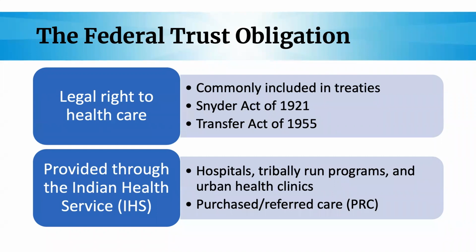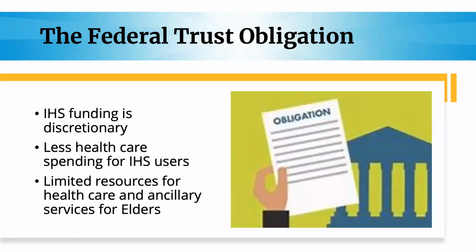IHS serves 2.7 million American Indians and Alaska Natives. The budget pays for hospitals, tribally run programs, and urban Indian health clinics. It also pays for purchase referred care, which used to be called contract health service. And it's supposed to cover specialty care not available at an IHS facility, including oncology care, dental, and some diagnostic tests. The problem is that the IHS budget is discretionary, not mandatory.